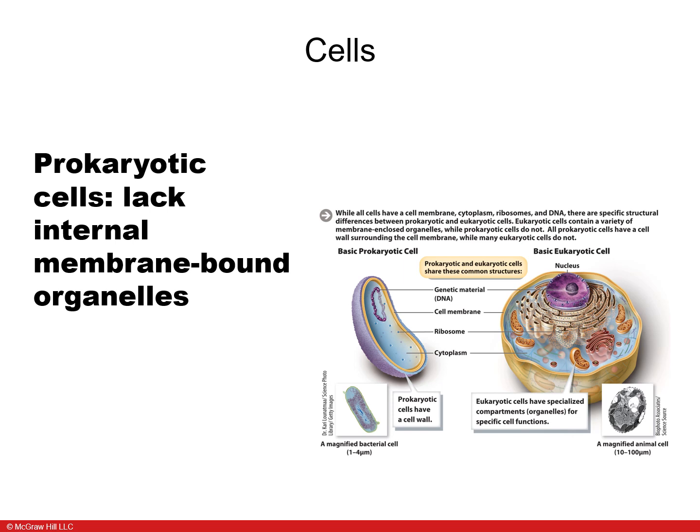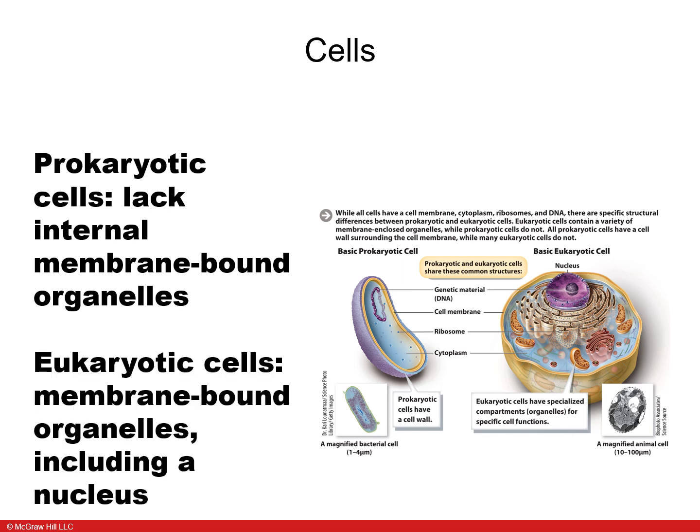So there are two major cell types, prokaryotic cells and eukaryotic cells. Prokaryotic cells lack internal membrane-bound organelles, whereas eukaryotic cells have membrane-bound organelles, including a nucleus. So there are also similarities between the two of them and also differences. And later we'll talk about the similarities and the differences between the two types of cells.